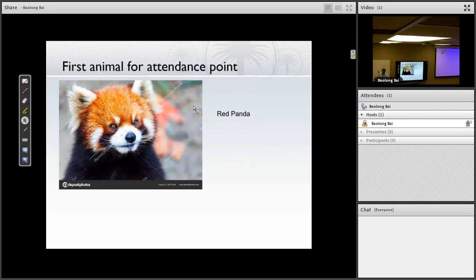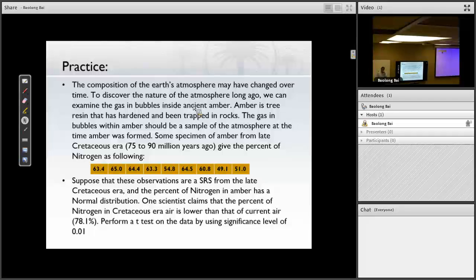Okay. So now this is the first animal for the attendance points in this video. This is a red panda. And then we look at an example, right? So here, this is a very similar example from chapter 15, the z-test. But this is a similar example earlier when we did the t confidence interval.